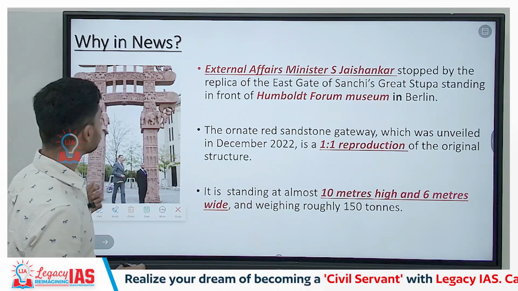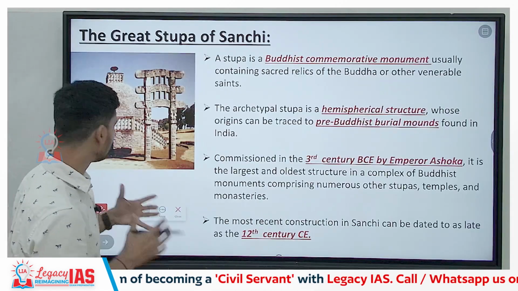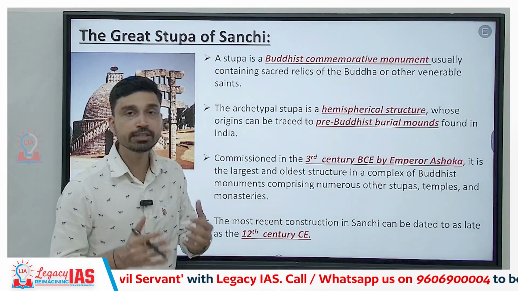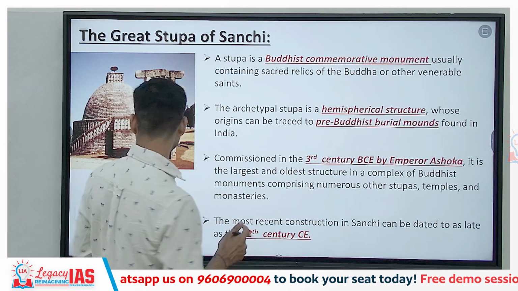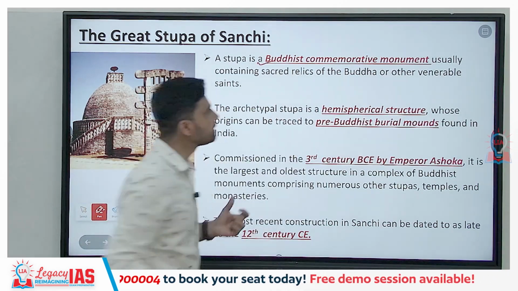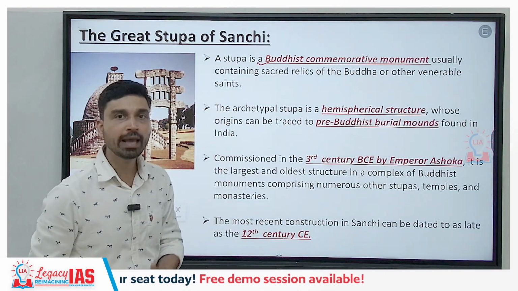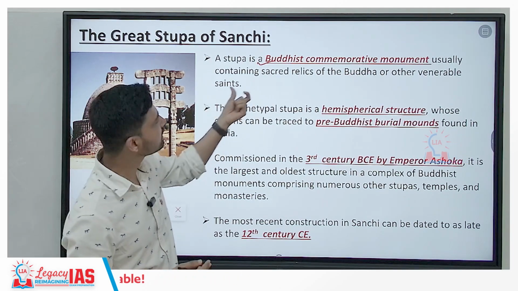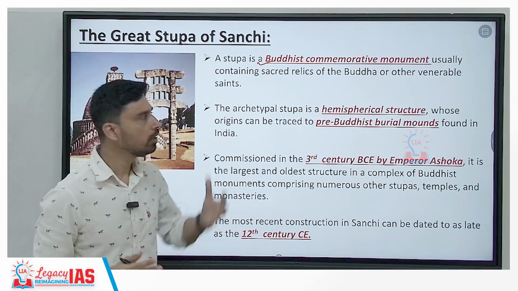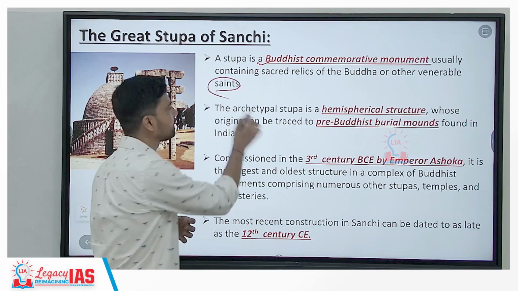Now, let us try to understand what the Great Stupa of Sanchi is and what its significance is. First of all, any stupa in Buddhism is basically a commemorative monument, and in this case the stupa is believed to contain sacred relics of the Buddha or other venerable saints in Buddhism.